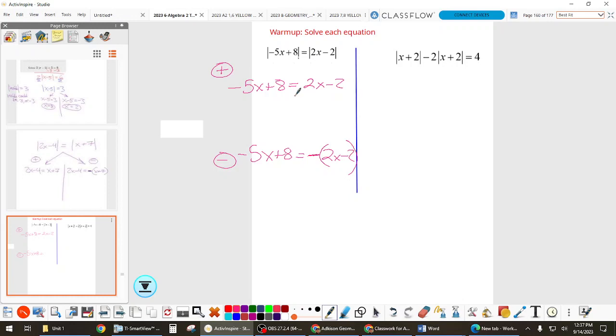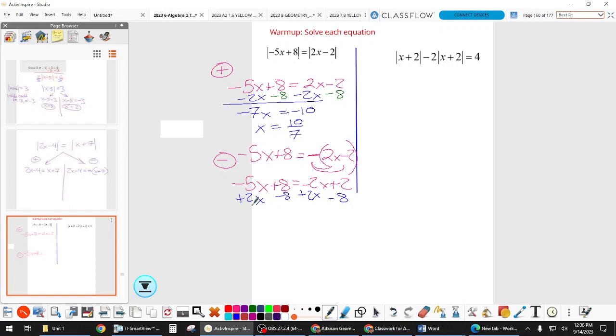From here, we just solve like normal. So get our x's together, minus 2x on both sides. Let's combine steps. Subtract 8 from both sides. And we'll get negative 7x equals negative 10. And then x equals 10 sevenths. And then down below, we should get a different result. So again, we need to distribute. That's why I want you to put parentheses around it. Then we'll add our 2x, subtract 8. Negative 3x equals negative 6, and you'll get 2.